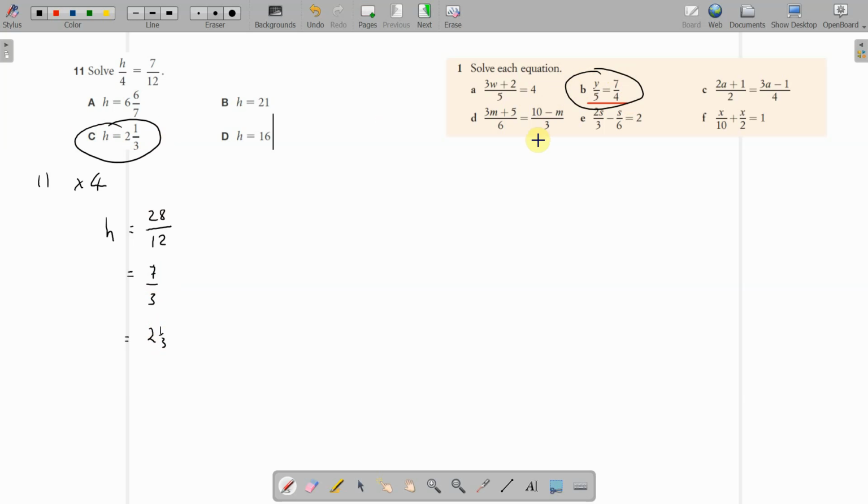This is a similar question here from the chapter review. So this time we multiply by 5 because it's the bottom number of the fraction. So everything times 5 means that that becomes y, and that becomes 35 on 4, just multiplying the top number, and that simplifies to 35 on 4, that's 8 3/4. I'll come back to some of these answers later.